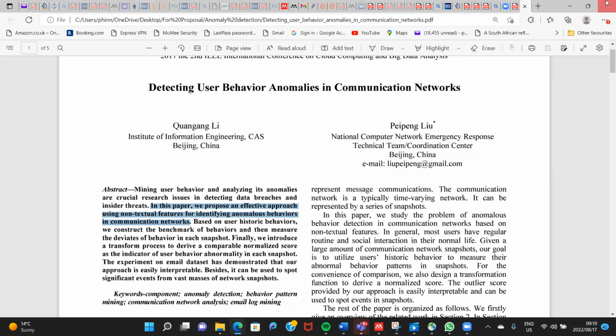It said, finally, we introduce a transform process to derive a comparable normalized score as an indicator of user behavior abnormalities in each snapshot. The experiment on email dataset has demonstrated that our approach is easier, interpretable. Besides, it can be used to spot significant effect from vast masses of network snapshots. So what they didn't do, and take note of that, is to state categorically the methodology.